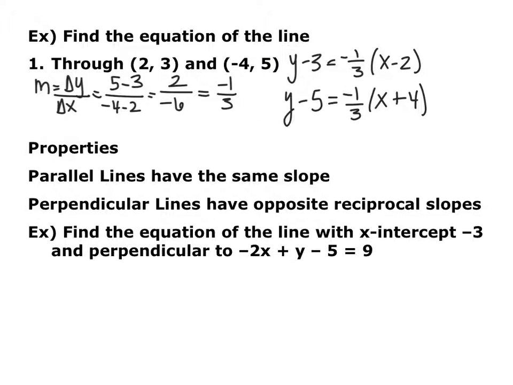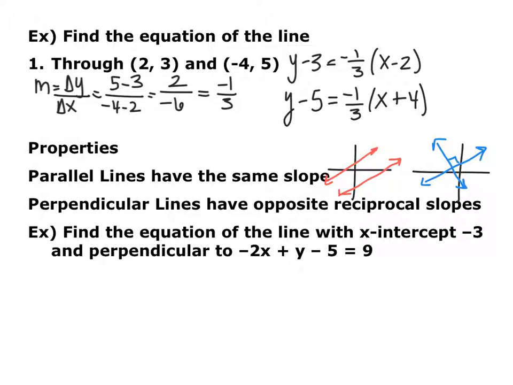The next part is parallel and perpendicular lines. Parallel lines have the same slope because they're increasing at the same rate or decreasing at the same rate, and they never intersect. Perpendicular lines have opposite reciprocal slopes. So if you have a set of perpendicular lines, they form a right angle. So remember, opposite reciprocal, positive becomes negative or negative becomes positive. Reciprocal means flip it over.